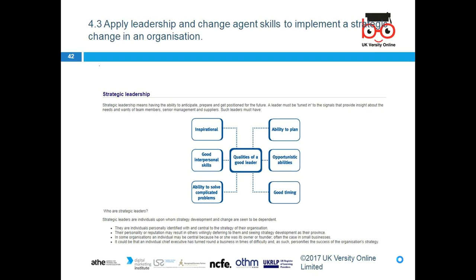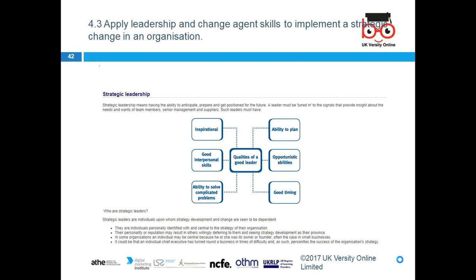Okay, strategic leadership means having the ability to anticipate, prepare, and get positioned for the future. The leader must be tuned in to the signals that provide insight about the needs and wants of the team members, senior management, and suppliers. The leader must have inspiration, good interpersonal skills, ability to solve complicated problems, ability to plan, opportunist abilities, and good timekeeping. If you're not keeping yourself on time, how do you expect your employees will keep the time?